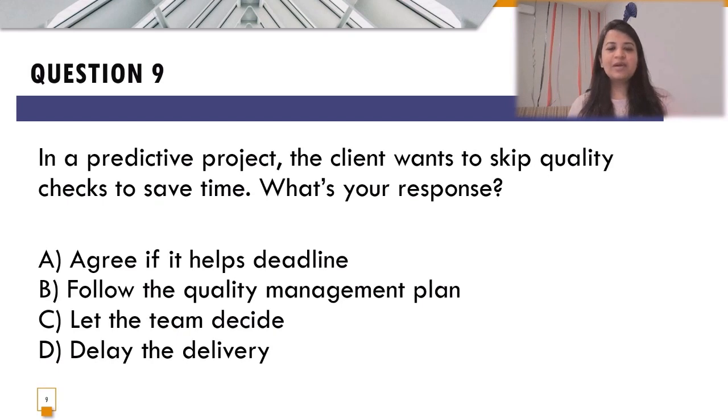Question number 9. In a predictive project, the client wants to skip quality checks to just save time. So what is your response as a project manager? Options are: A, agree if it helps the deadline. Option B, follow the quality management plan. Option C, let the team decide. And option D is delay the delivery.